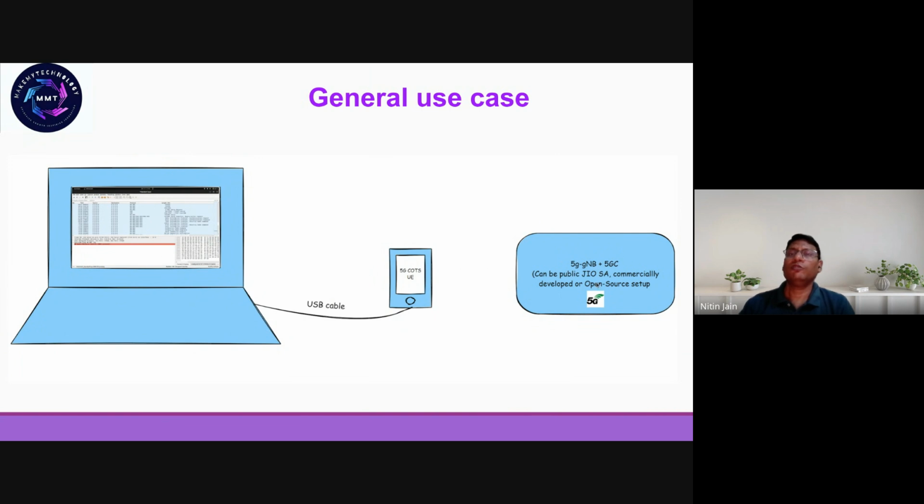So for example, this may be a commercial network like Jio SA. It can be an open source network. It can be a commercial 5G network under development. And then the mobile, and here in the host, we are running the software and it is connected to the COTS mobile through a USB cable, and the COTS UE has a test SIM which is matching with this core network.